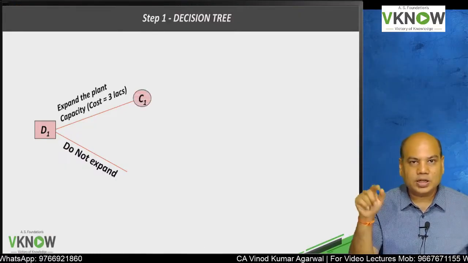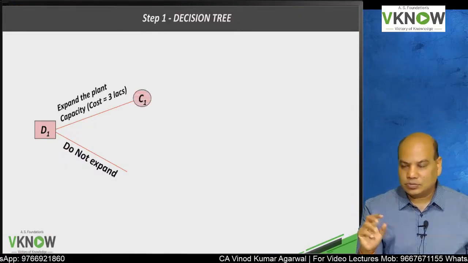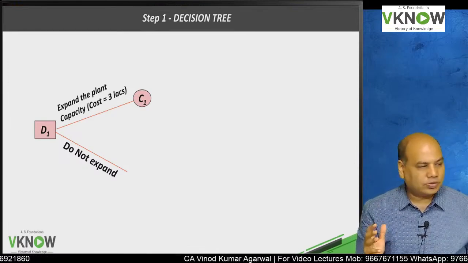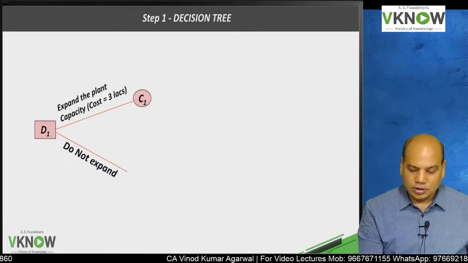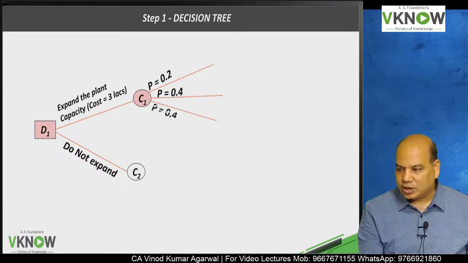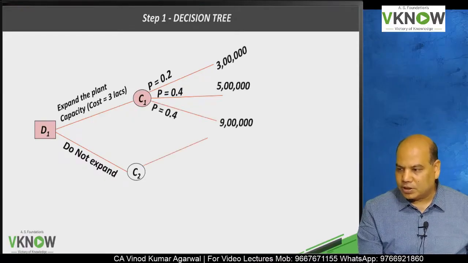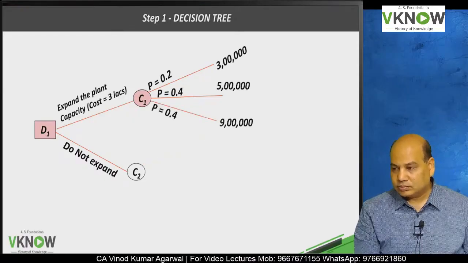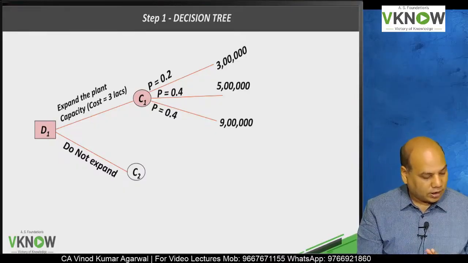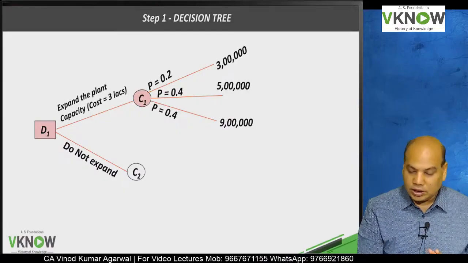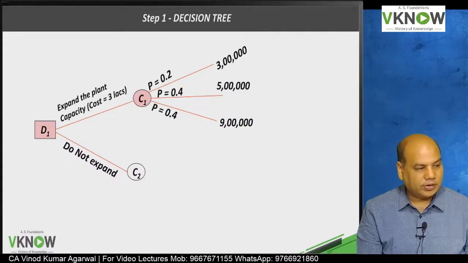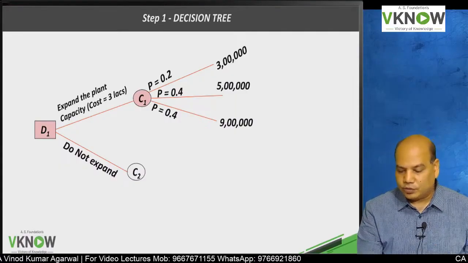If I expand the plant capacity, there will be consequences. Chance node, it is called chance node, C1. And what are the possibilities if I expand the plant capacity? If I expand the plant capacity, then as per the question, I can get cash flow of 3 lakh or 5 lakh or 9 lakh with probabilities 0.2, 0.4, 0.4.